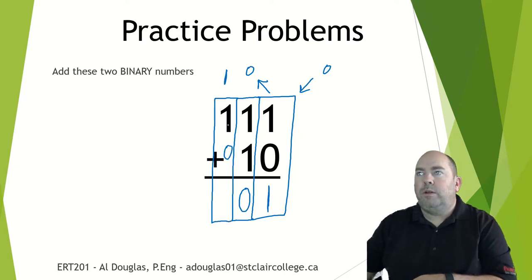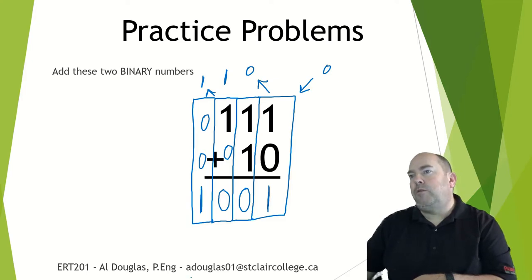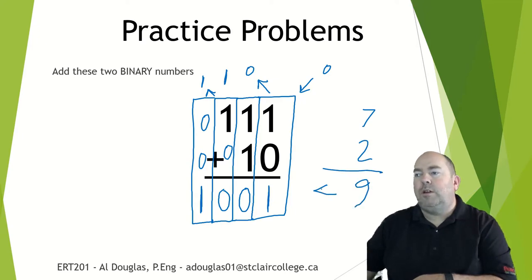1 and 0 gives me a 1, plus 1 coming in gives me a 0. 1 coming out. 0 and 0 gives me a 0, plus a 1 coming in gives me that as my result. Let me just verify this quickly in my head. That is a 7 plus a 2 gives me 9. This number is actually 9. That's good.